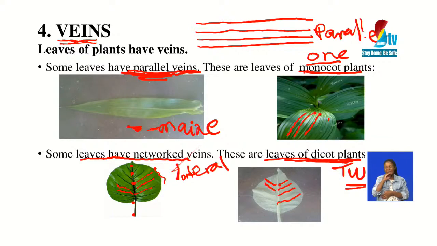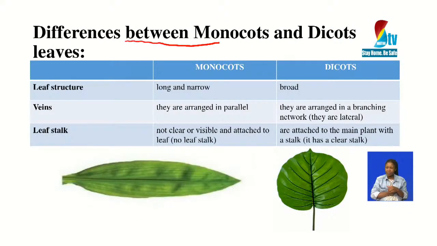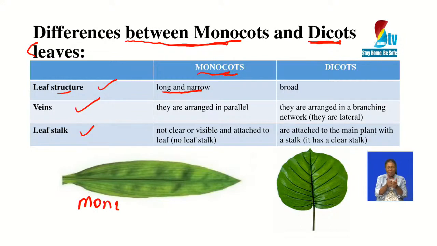So let's move on and talk about the differences now. What are the differences between monocot and dicot leaves? We're going to look at the leaf structure, veins, and leaf stalk. In monocot plants, we're talking about leaves. Don't forget, my learner, we're looking at leaves. When you look at the leaf structure of these monocot leaves, it is long and narrow, which means this one is from a monocot. So the leaf is long and narrow.